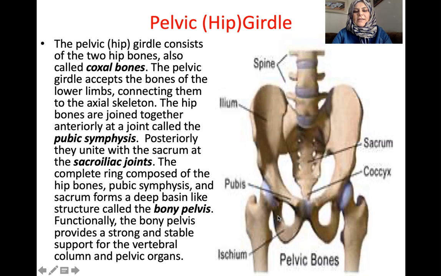The inferior rami of the pubis will unite with the ischial rami. Now if we come to the ischium, which is the lower bone of the hip, it consists of a body and a single ramus. This ischial ramus will unite with the inferior ramus of the pubic bone, forming the ischiopubic rami. This foramen is called the obturator foramen, which is the largest foramen in the skeleton.